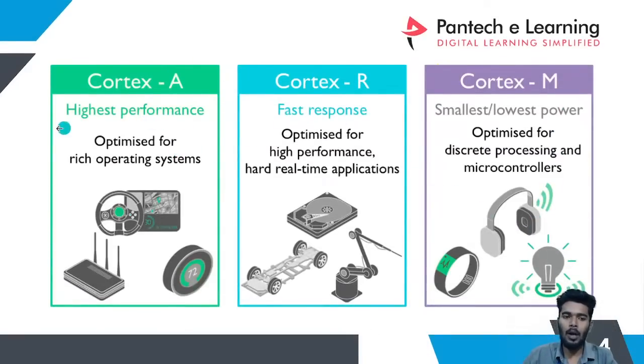Cortex-A is used for the highest performance, like gaming systems such as Xbox. Cortex-R is for real-time applications, so it gives a fast response, optimized for high performance in real-time applications like EVs, robotics, and manufacturing robotic arms. Cortex-M is designed to be the smallest with the lowest power consumption. It is so efficient, optimized for processing and microcontrollers.